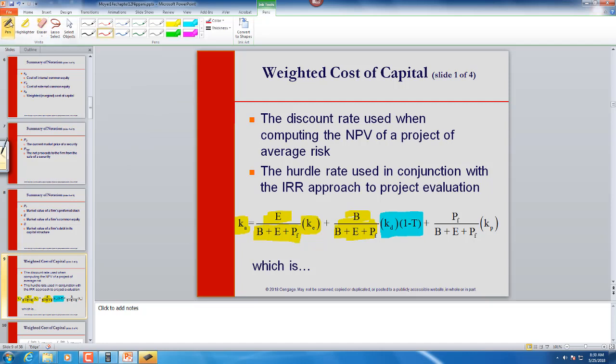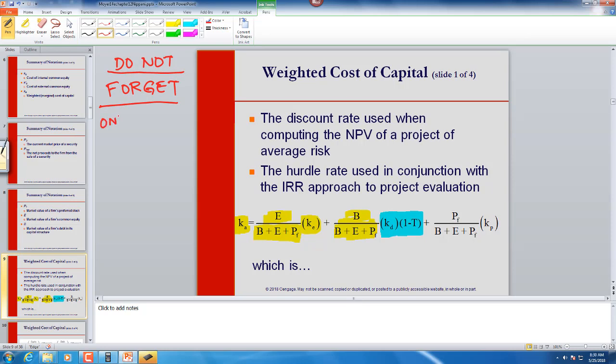Now let me rewrite it. Do not forget. Now I can see. There you go. That only cost of debt is taken after tax.